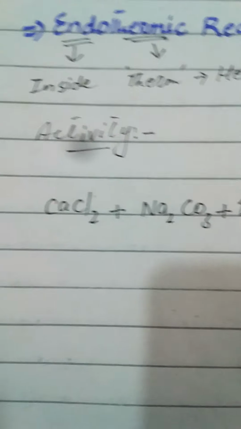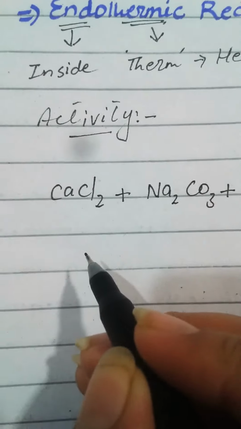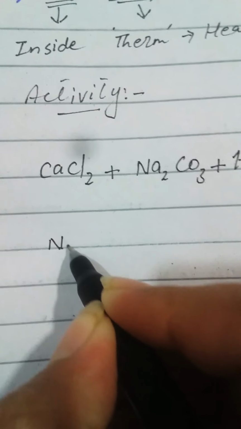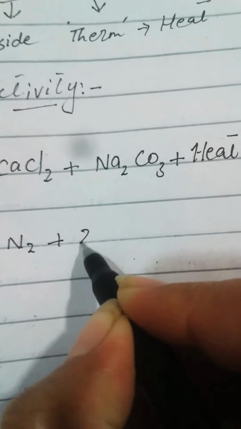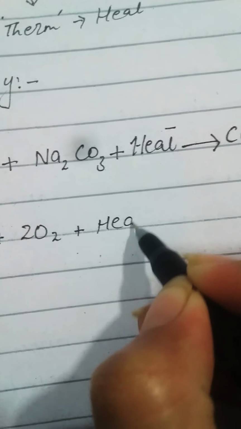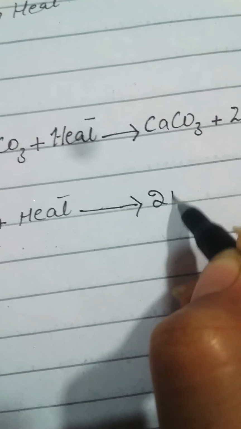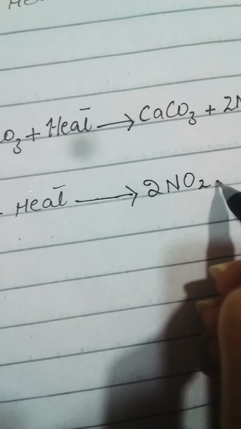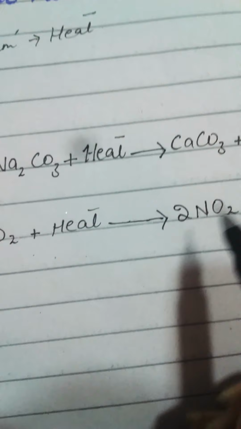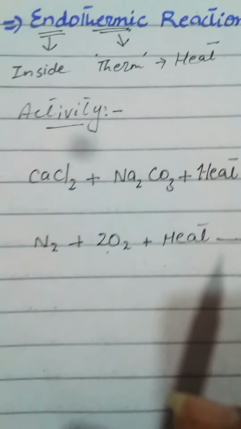If we take another example, then the formation of nitric oxide, in which nitrogen reacts with oxygen in the presence of the heat, and it forms nitric oxide. Here I added 2 and 2 to balance the equation.